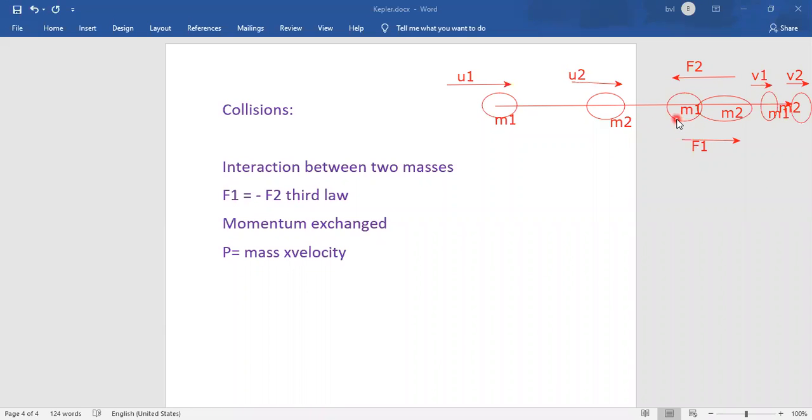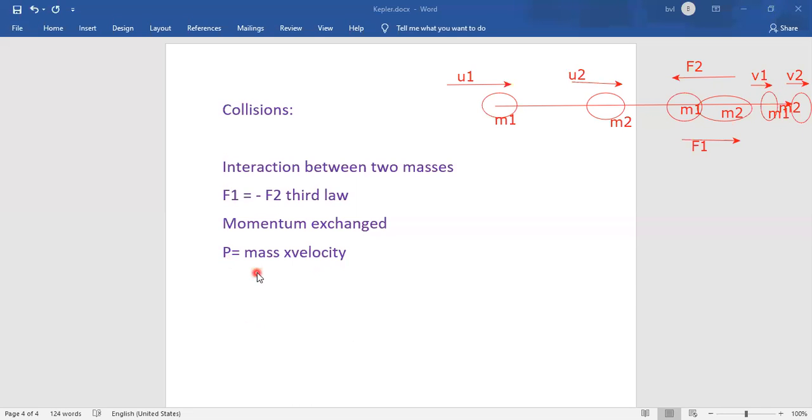It means an amount of the momentum of the first mass is given to the second mass, and an amount of the momentum of the second mass is given to the first mass. They exchange their momentum, and therefore, after the collision, their velocities are different. They may be the same or may not be the same. They can move with different velocities or with the same velocity. It depends upon how the collision takes place. What is the type of the collision?